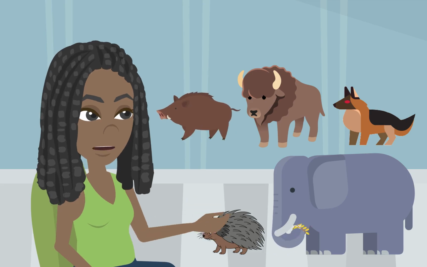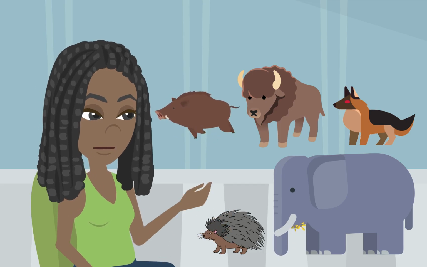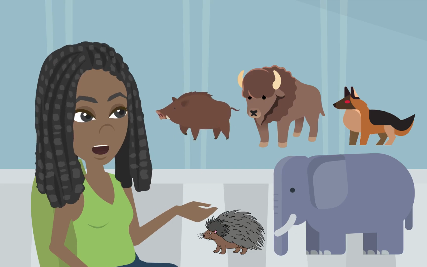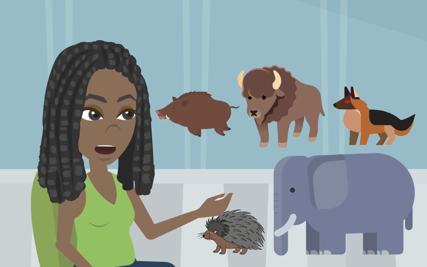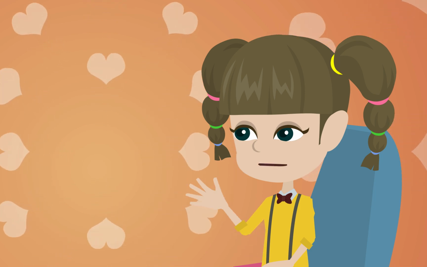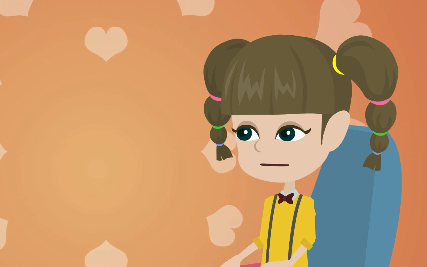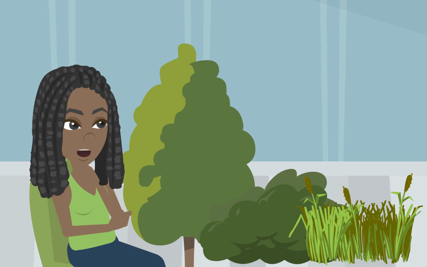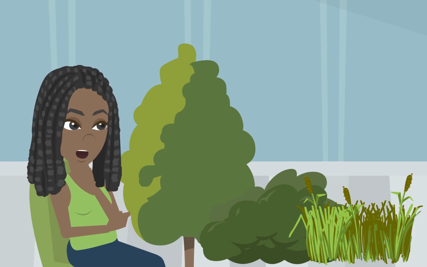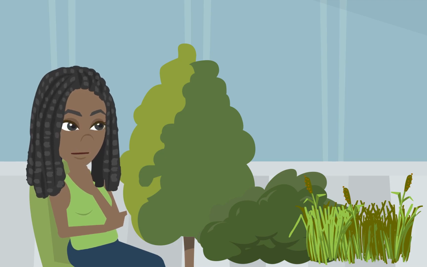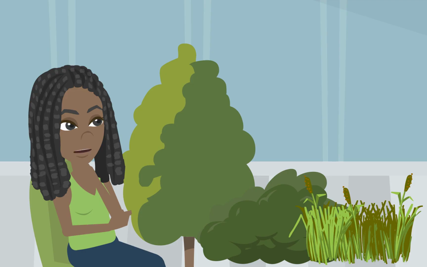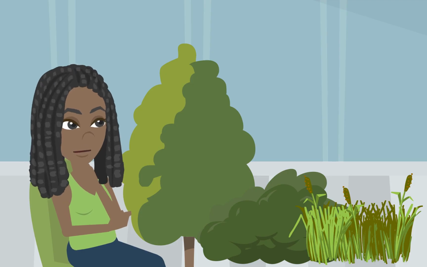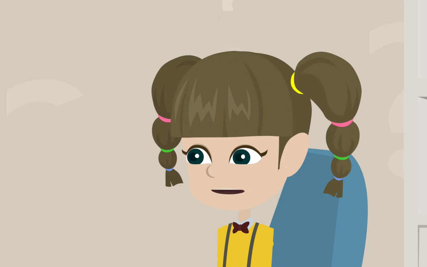Exactly. The forest provides a home for many animals, like boars, bison, jackals, porcupines, and even elephants. That's amazing. I didn't realize there were so many different animals living in the forest. Yes, and the forest also has a diverse range of trees, shrubs, herbs, and grasses. Let me show you some of the common ones. Okay, I'm ready to learn.